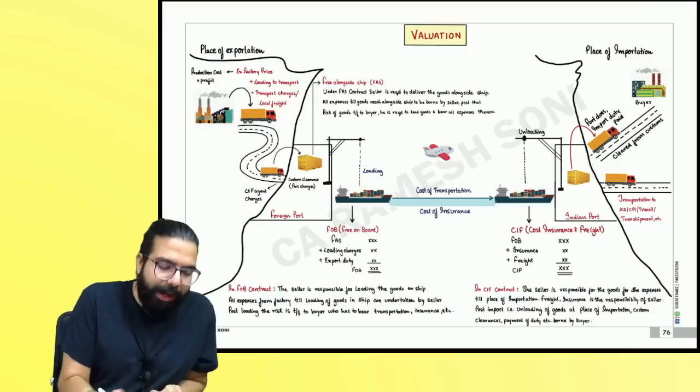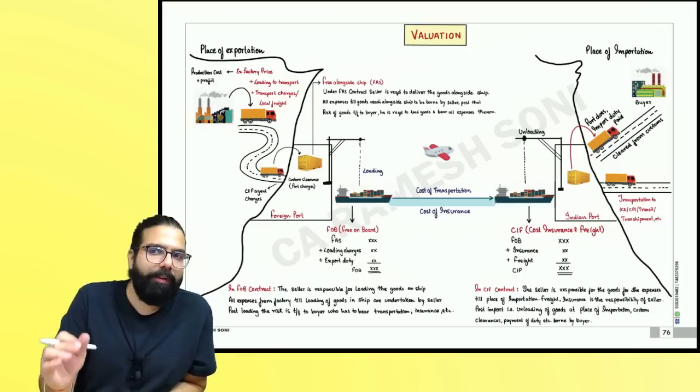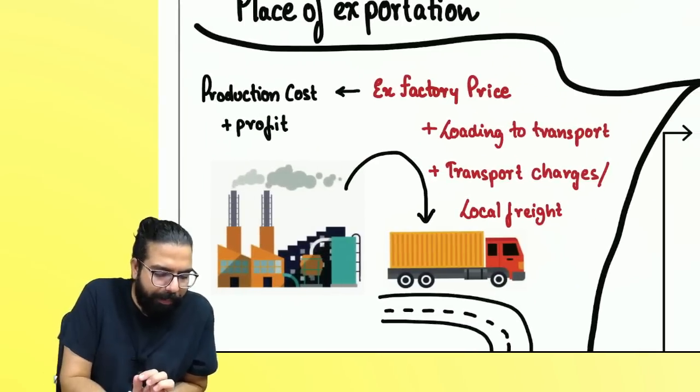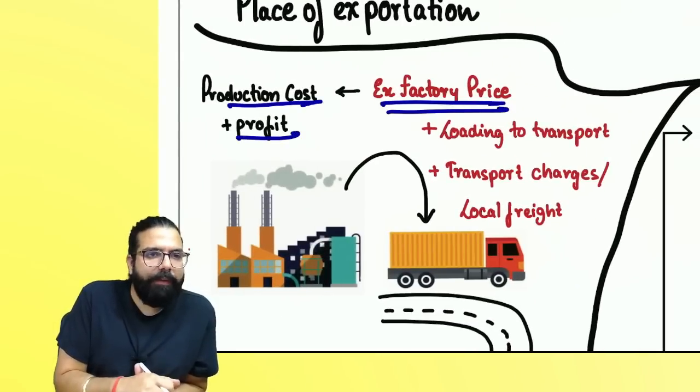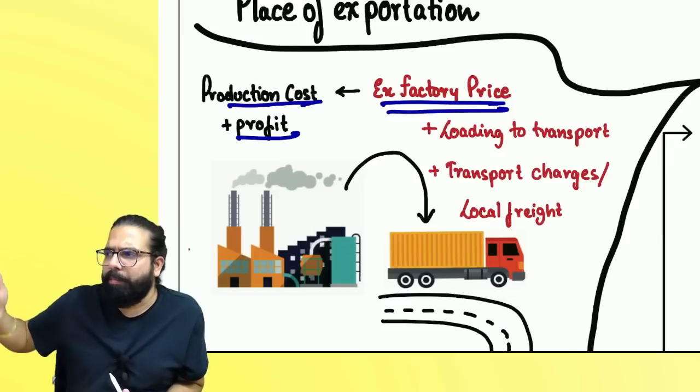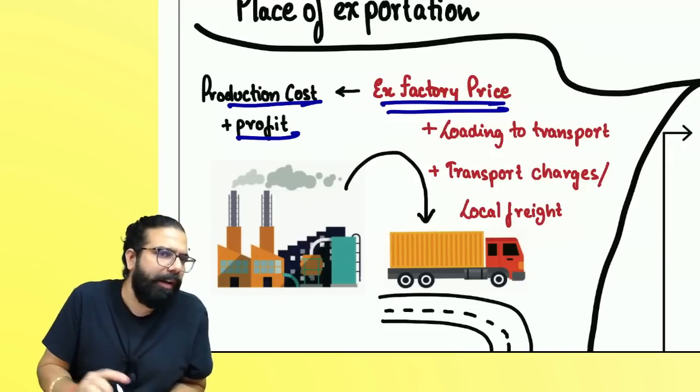Now, if I tell one person that I want a machine, he can tell me the ex factory price. What do you mean by the ex factory price? Ex factory price means the production cost plus the profit, which will give me the ex factory price. He'll tell me, sir, I will leave the machine at my factory gate. You can pick the machine and you can go. So that's the ex factory price.